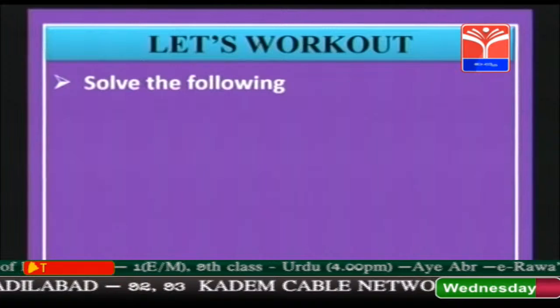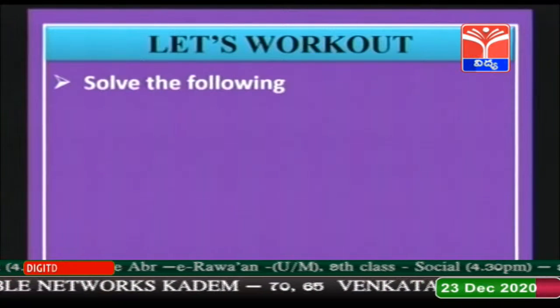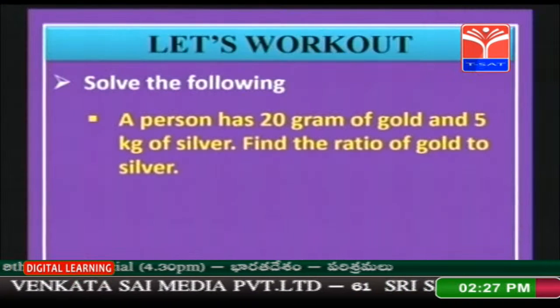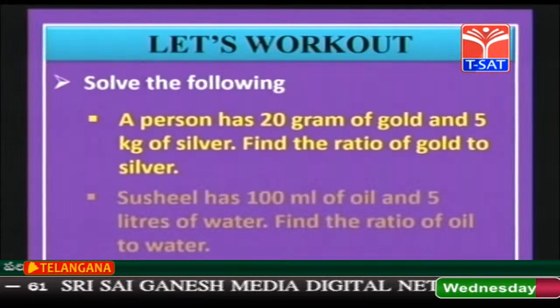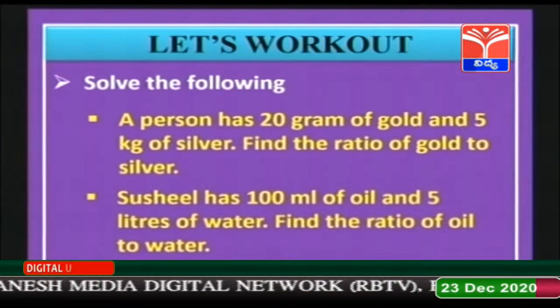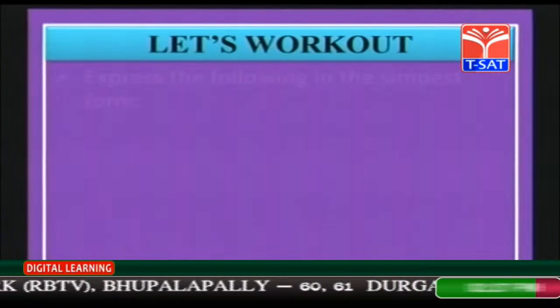So children, before we end our session, I want to give you some problems to solve at your home and show to your class teacher or your subject teacher. Okay children, so solve the following. A person has 20 gram of gold and 5 kg of silver. Find the ratio of gold to silver. Sushil has 100 ml of oil and 5 liters of water. Find the ratio of oil to water.